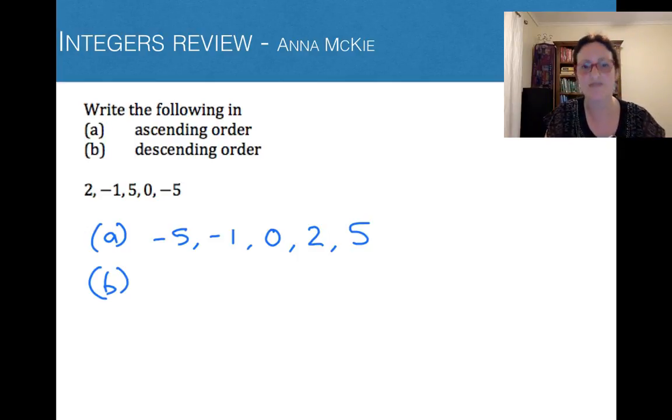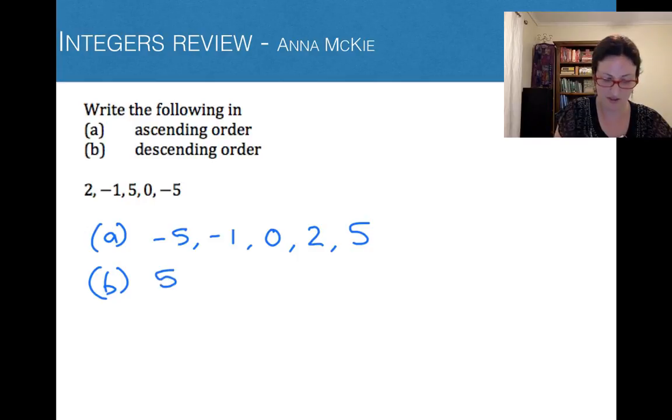What about decreasing? Obviously we can just take the same list here and go back the other way. But if you didn't already have that written there, you would look at this list and find the biggest number, which in this case would be +5, and then decreasing down. So going back down the number line. And there's our list.